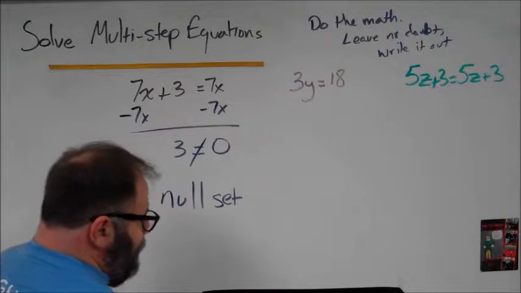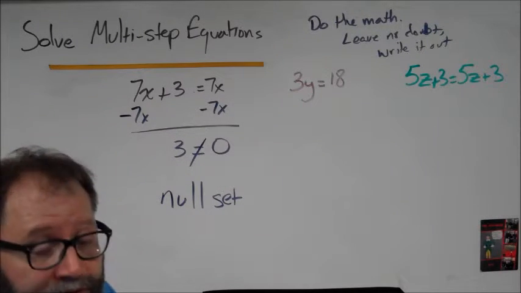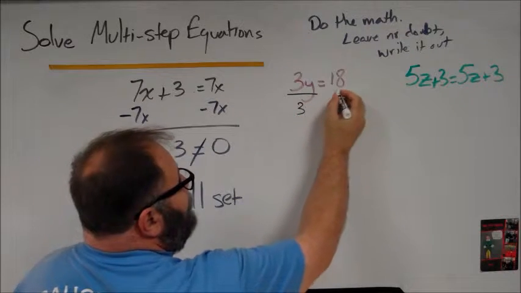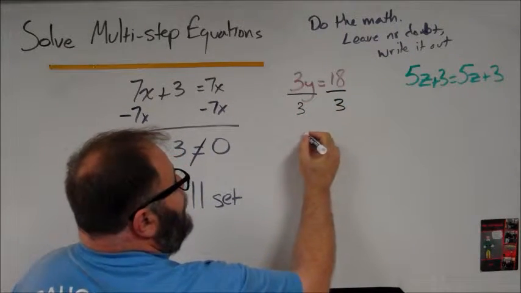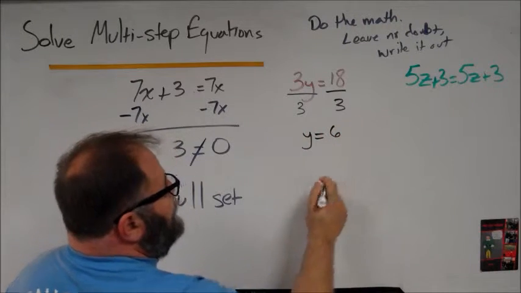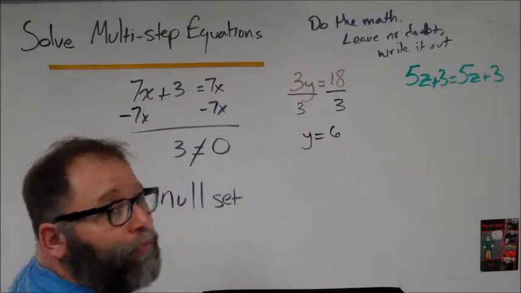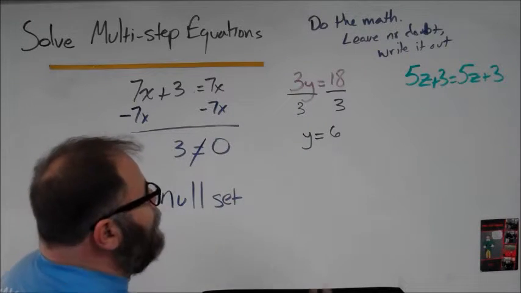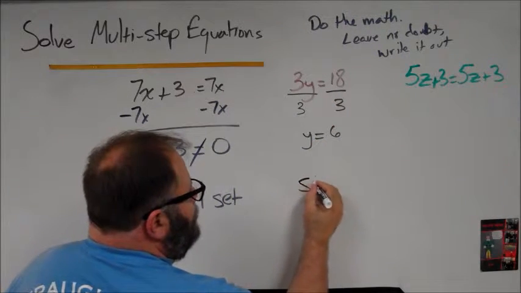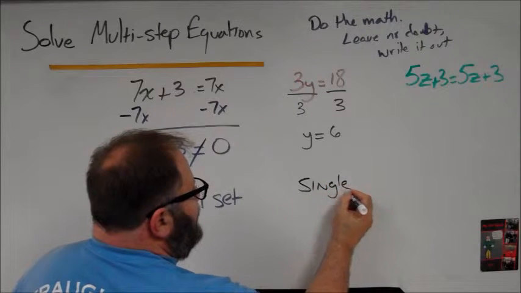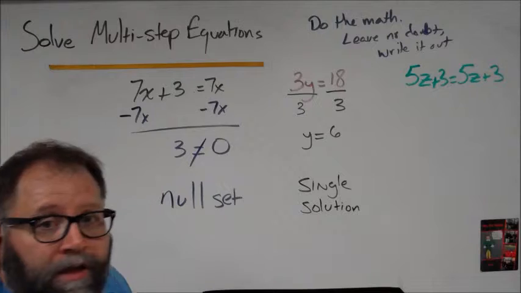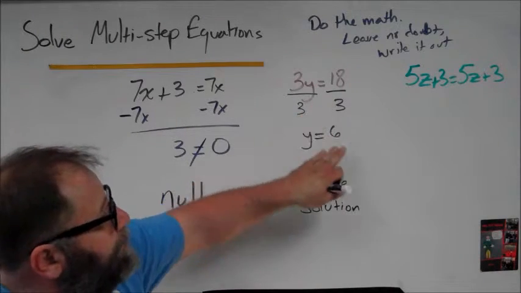All right, let's look at the middle one here. We have 3y equals 18. We want that y by itself, so let's divide by 3. Divide by 3, and we get y equals 6. If I put 6 back in there, formally, 3 times 6 is 18. Bingo! What we have in this one is what we're normally used to. This is a single solution. The only number that will make this true is 6.